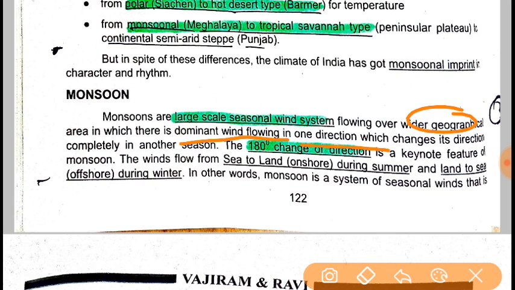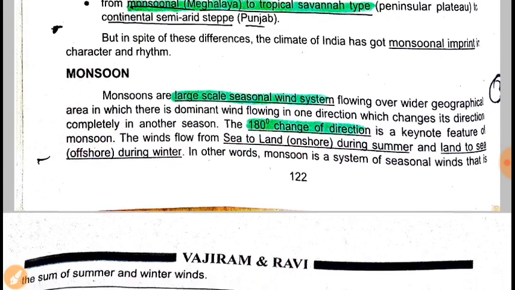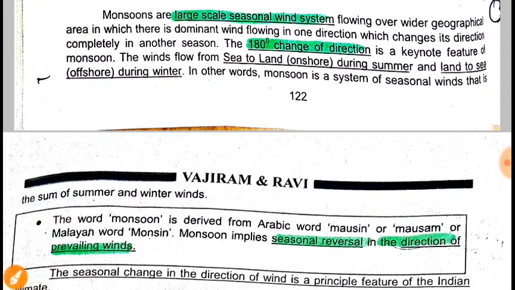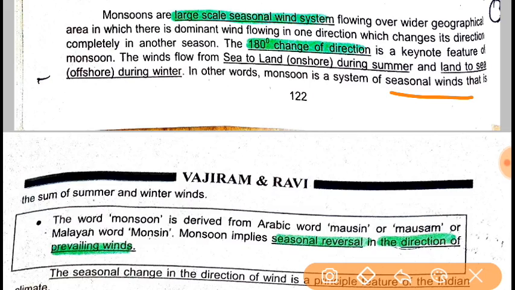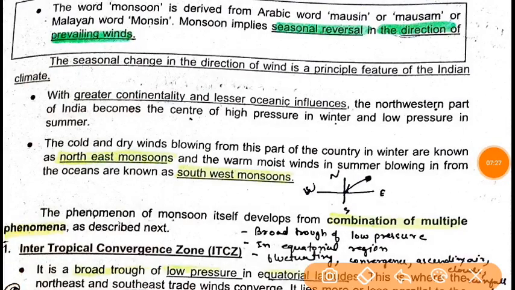To sum it up, we can say sea to land during summer, land to sea in winter. This is a monsoon system. Monsoon is a system of seasonal winds, that is, a sum of summer and winter winds. In India we see two types of general winds. Northeast monsoon.